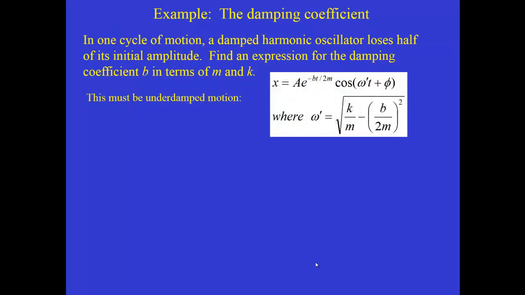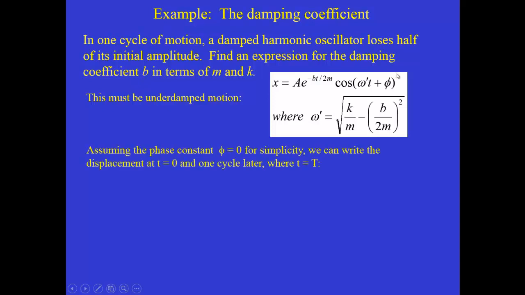motion, so we can use the underdamped solution, and we can plug in the x value for t equals 0, and then the x value for t equals 1 period, which is the time it takes for one cycle of motion. So to keep it simple, let's just assume that we have a situation where the phase constant is 0, since the problem didn't tell us anything about that. So it's just a pure cosine function. And at t equals 0, if we plug in 0 for t in both those terms, the displacement just gives us A.